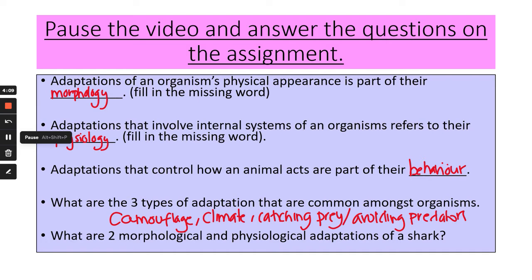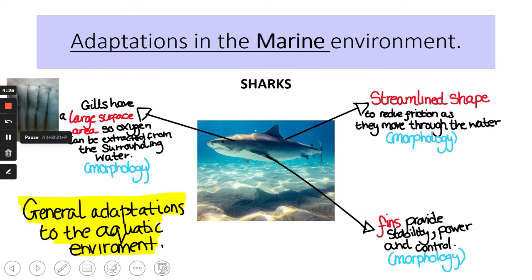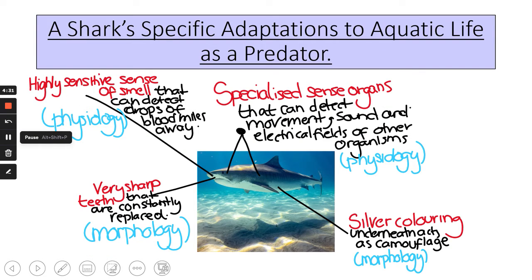So what are the three types of adaptation that are common amongst organisms? You should put camouflage, adaptations to their climate, and adaptations that help them catch prey or avoid predators. And write two morphological and physiological adaptations of a shark. For morphological, you could put any of these. And for physiological, you could put specialized sense organs or highly sensitive sense of smell.